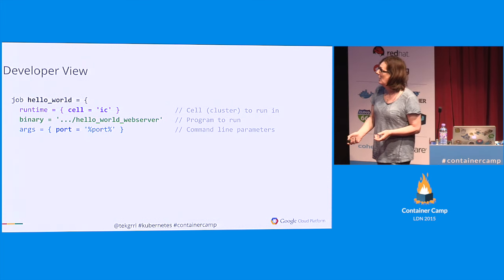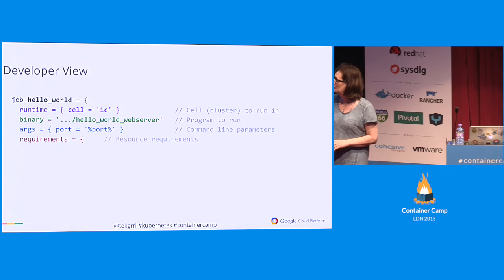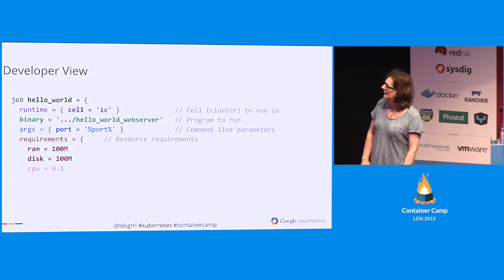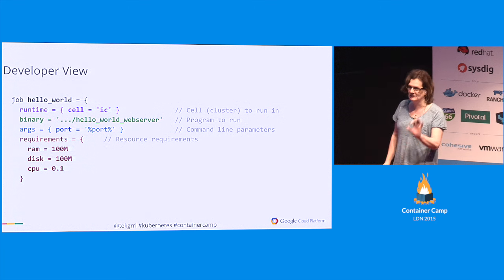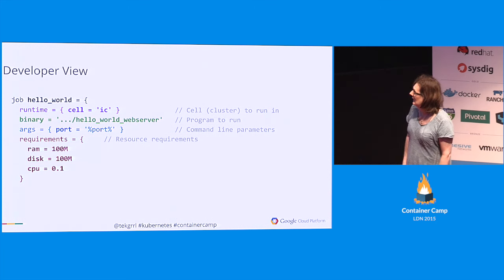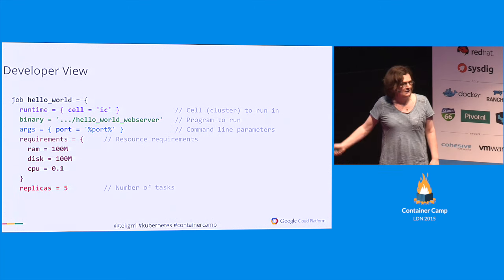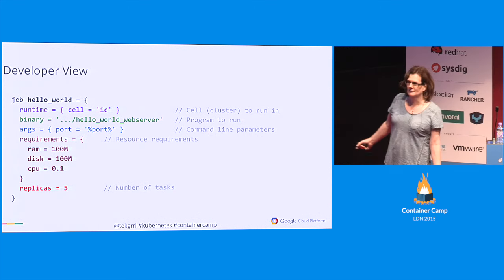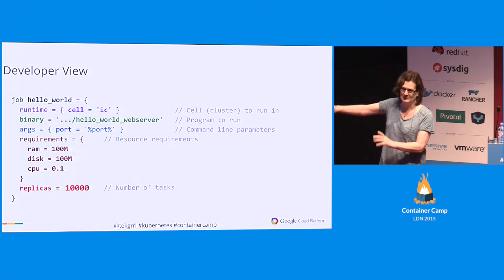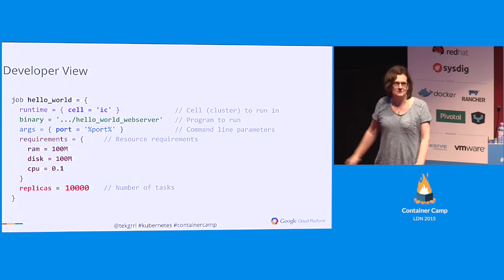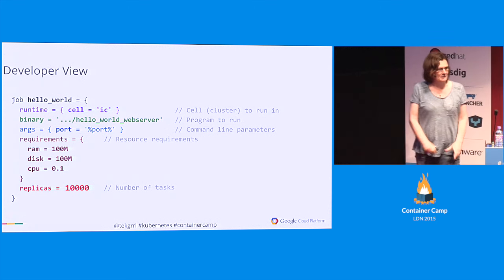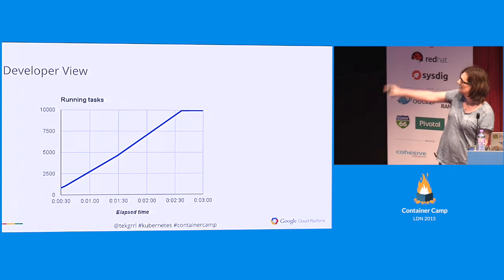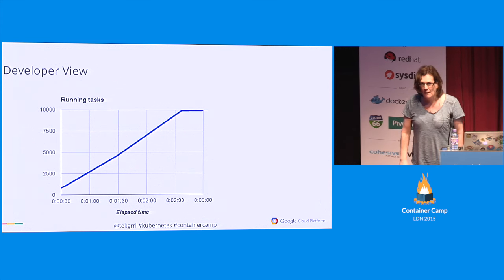We can specify some arguments. We can specify resource requirements, how much RAM, how much disk, how much CPU that job will have, or each individual task for that job will have. And we can say how many replicas of it we want, say in this case 5, or maybe for Google scale, we want 10,000 of them. So I could do this myself as an engineer at Google. I could just create this configuration file, push it out, and I would have 10,000 of these things running. And this takes about 2 minutes, 40 seconds to ramp up.